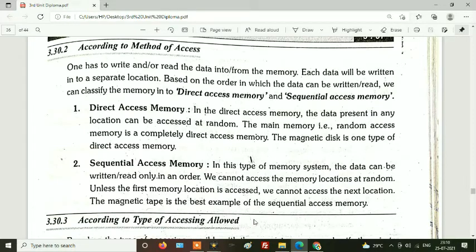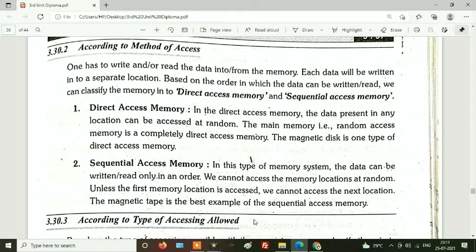First we will see direct access memory. In this, the data can be written into the memory at random. That is, the data can be distributed randomly within the memory. The example for direct access memory is random access memory, that is RAM, and one more example is the magnetic disk, which is also a type of direct access memory.